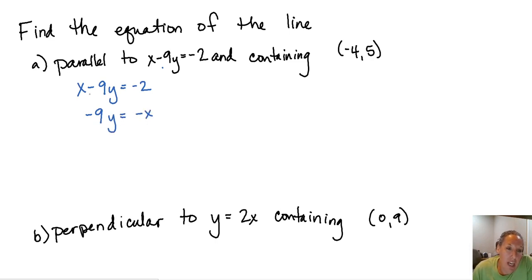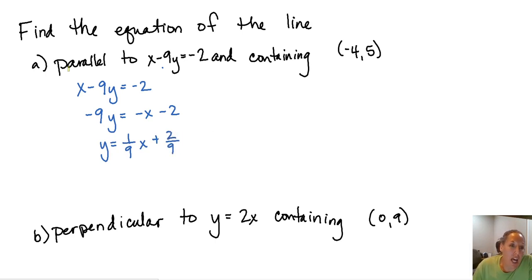I'm going to go ahead and put that x up front to get it in the form that we normally see, that slope-intercept form. Divide by negative 9. We need to divide each term by negative 9. So negative x divided by negative 9 is going to be 1 over 9 times x, and negative 2 divided by negative 9 is going to be a positive 2/9.